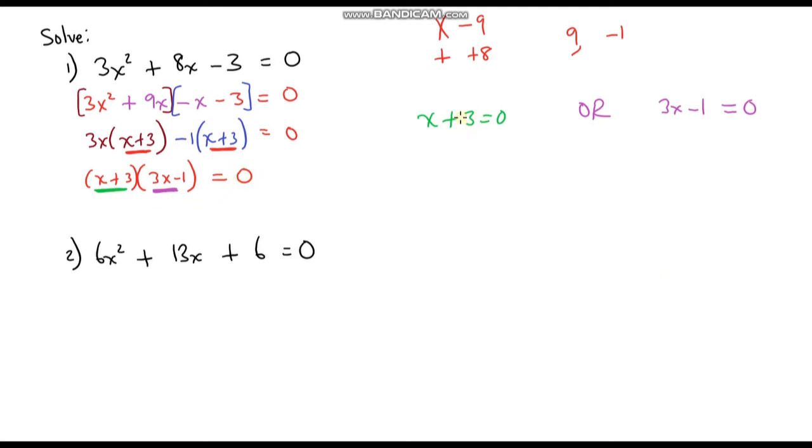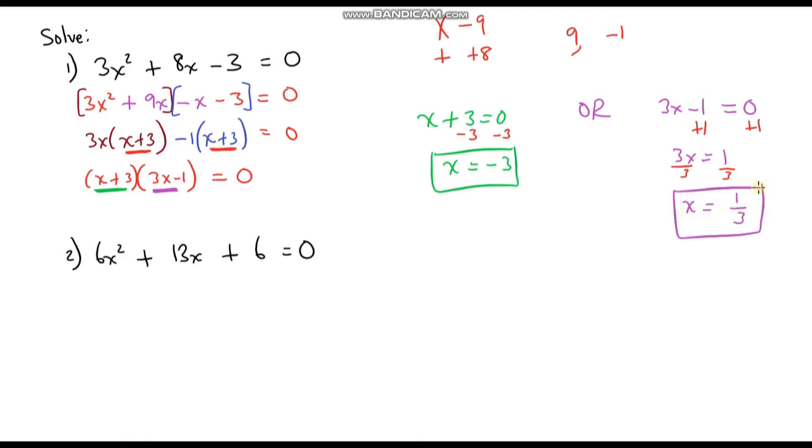So if I just solve these equations, I'm just going to subtract 3 from both sides, and I'm left with x equals negative 3. That will be one solution. And my other solution, so if I add 1 to both sides, I'm now left with 3x equals 1. And now if I divide both sides by 3, I am now left with x equals 1/3. And that is my other solution.